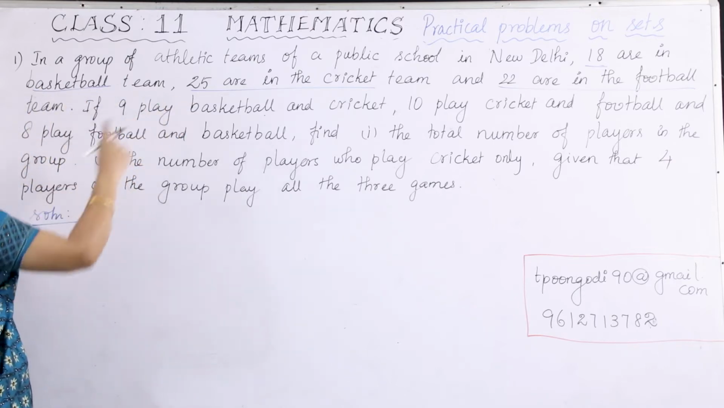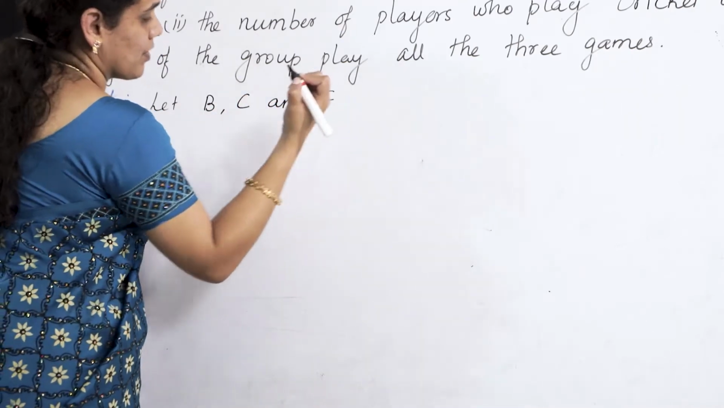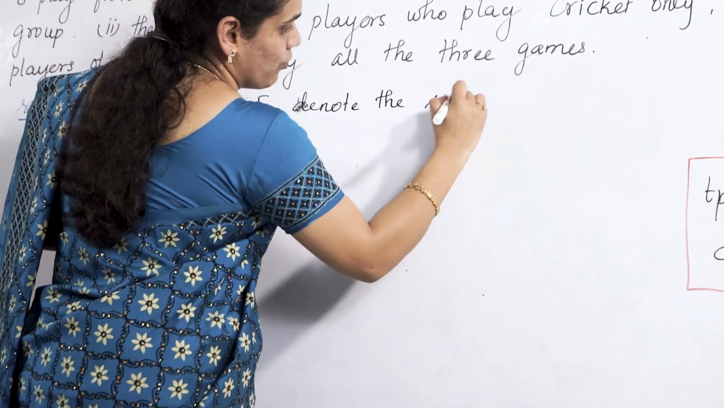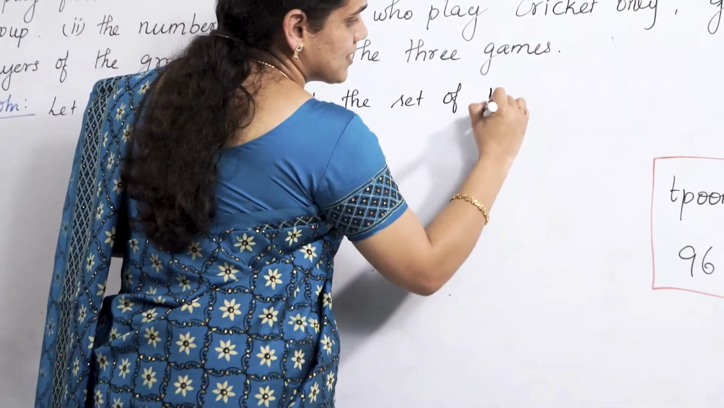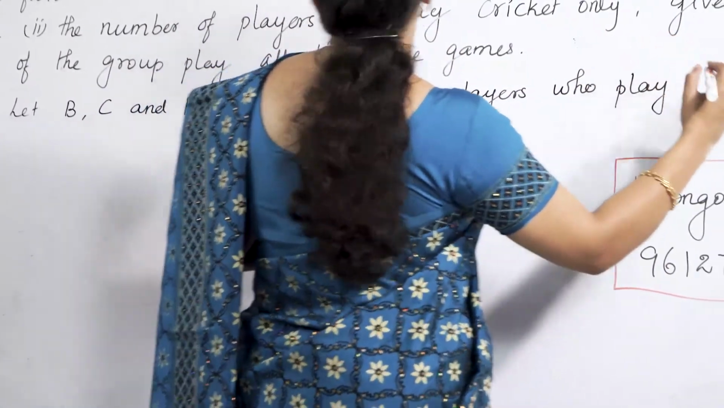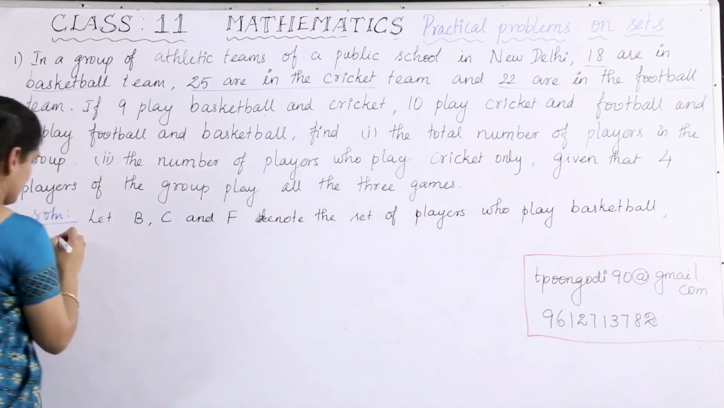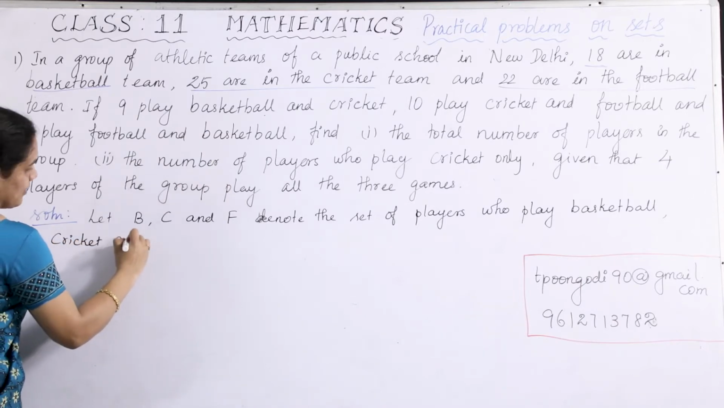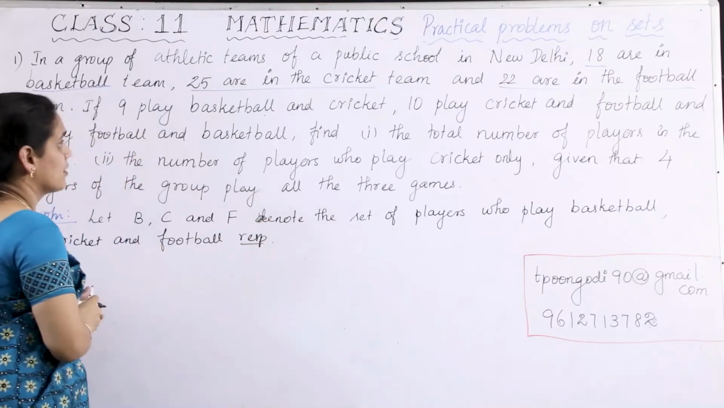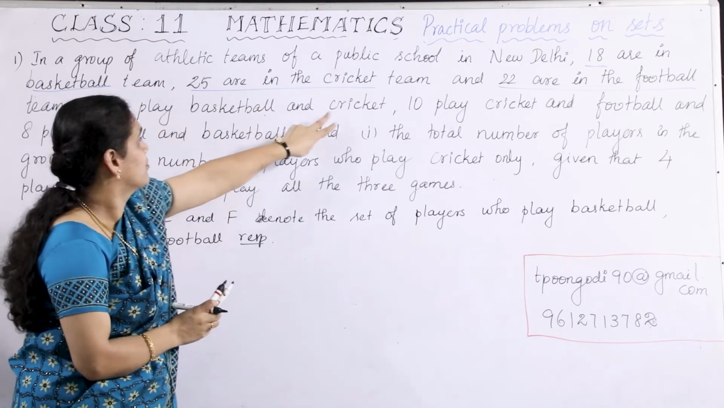I'll use the first letter of each team in order to avoid confusion. B, C, and F. B denotes the set of all players who play basketball, cricket, and football, respectively. Okay. Then, if 9 of them play basketball and cricket, they can play both basketball and cricket.